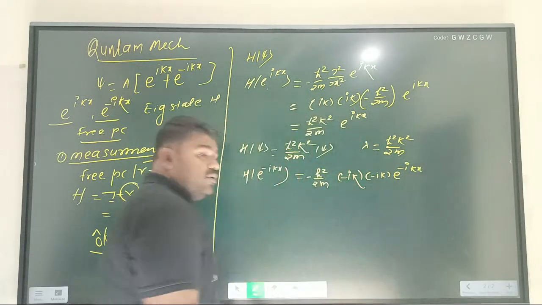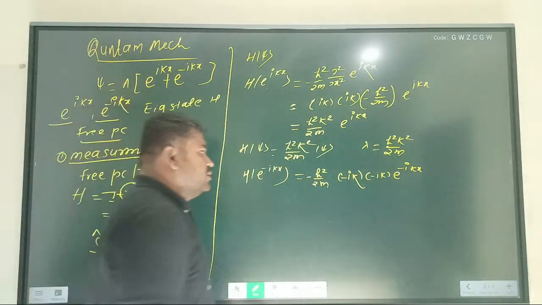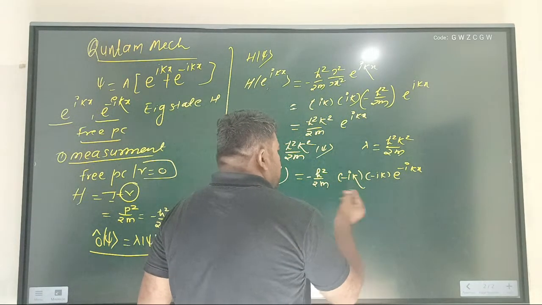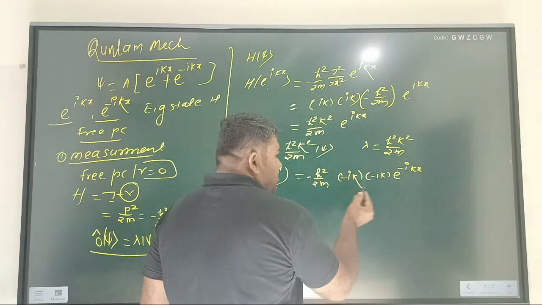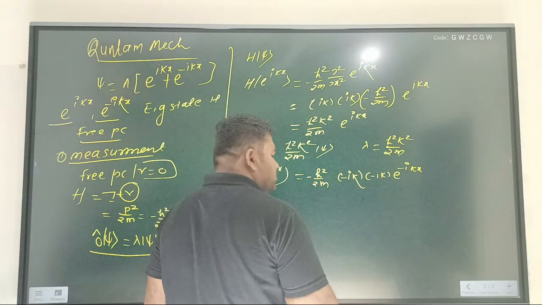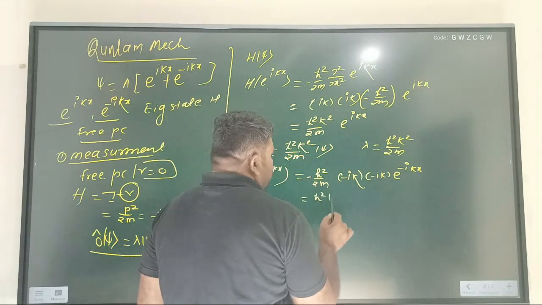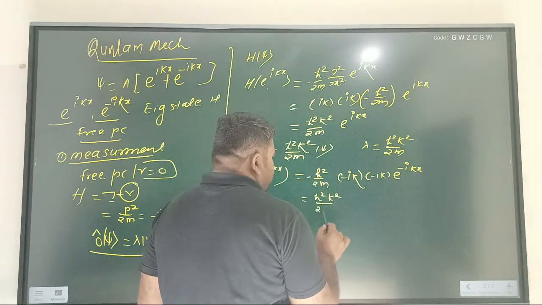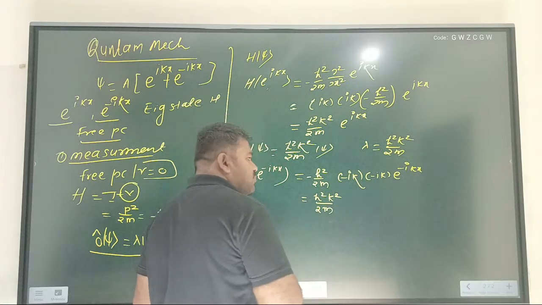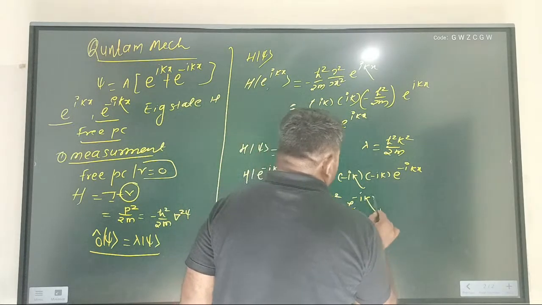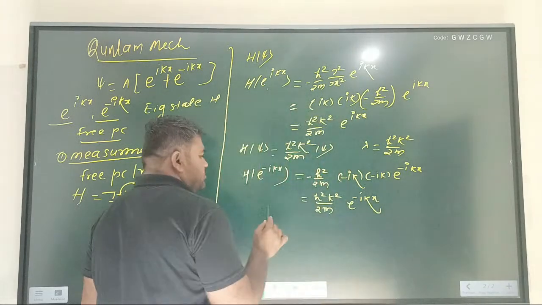E to the power how much? Minus ikx. Minus ik, minus ik. Minus into minus becomes plus. But here i into i is nothing but i square, and i square is minus. Minus into minus is plus. Means h cross square k square upon 2m into e to the power minus ikx.